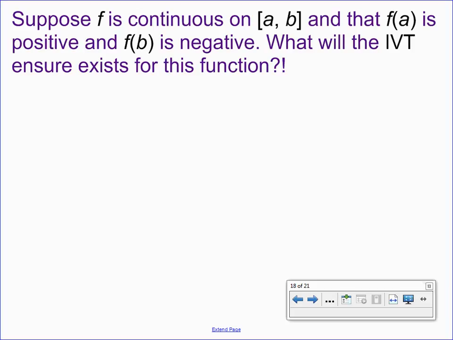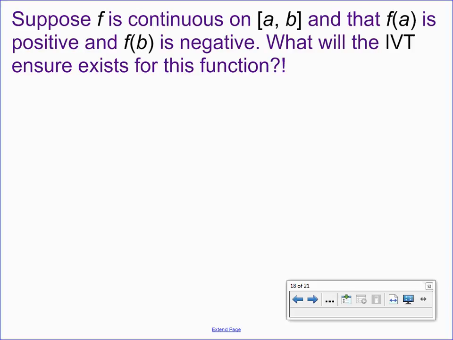Well, we don't know what f at a is, but we know that it's positive. And we don't know what f at b is, but we know that it's negative. So what could we conclude using the intermediate value theorem? Mickey? Yeah, somewhere in between a and b, there must be, what's that called for a function, when it crosses the x-axis? A zero. There must be a zero of the function. Great. All right, so let's go ahead and write that.